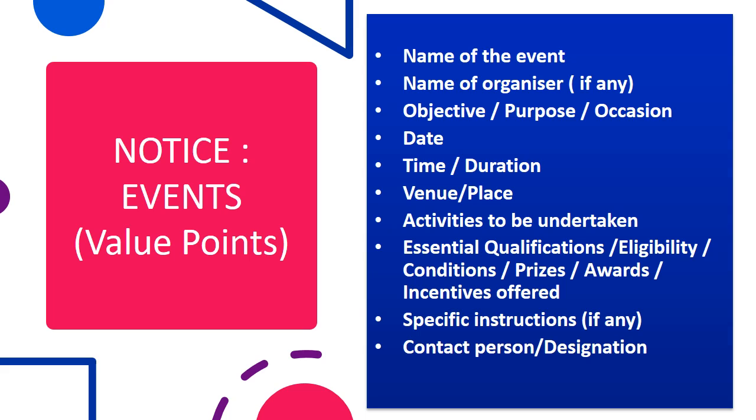For example, if it is annual function or sports day, what kind of activities will take place, that you must tell. Then essential qualifications or eligibility conditions, prizes, awards or incentives offered, and then specific instructions, if any, and at the end, contact person and his designation. So when you write the notice for events, please check whether you have written all these points in your notice.